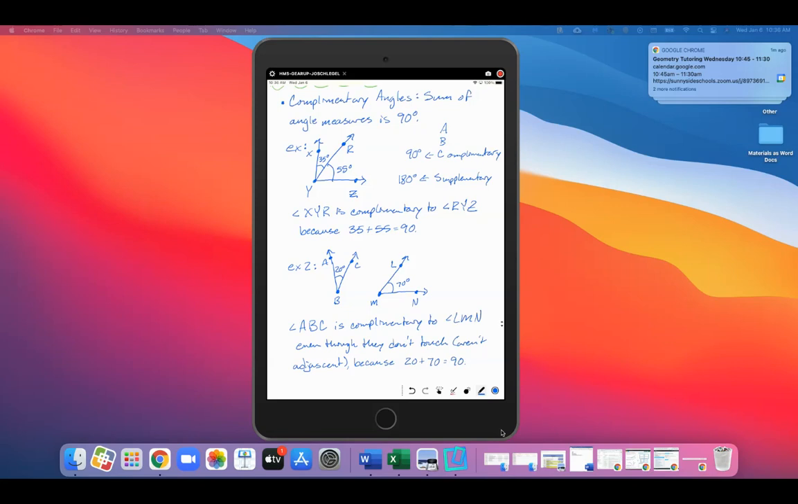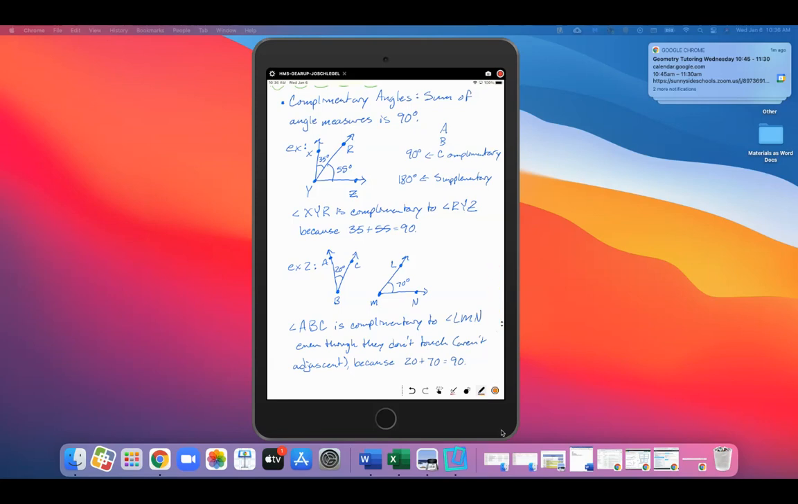And if I was to count from 0, I would get to 90 before I would get to 180. So that's just a simple way to remember the difference between complementary and supplementary. Complementary comes first in the alphabet. 90 comes first if I'm counting. Supplementary comes second in the alphabet. 180 comes second if I'm counting.